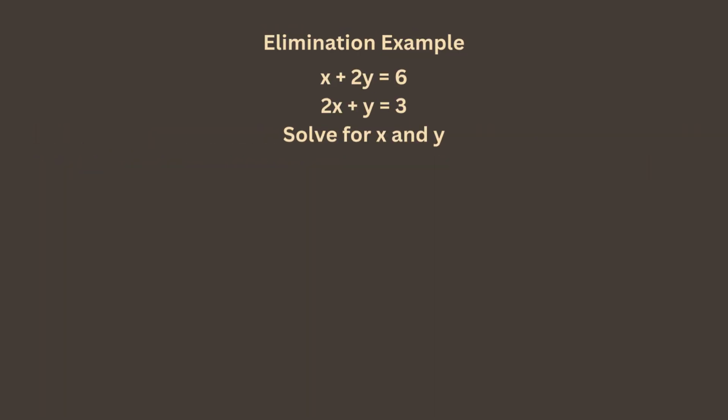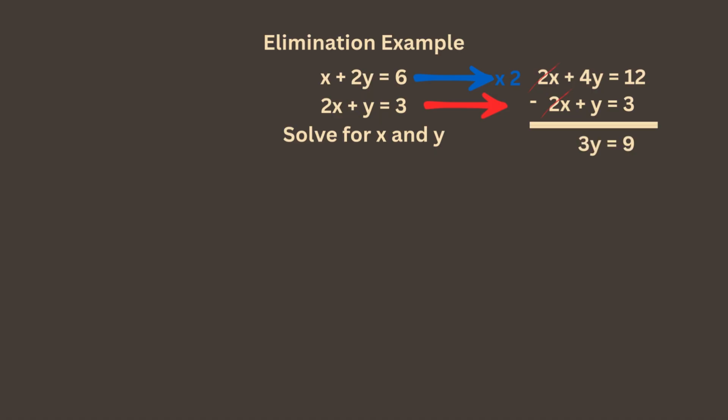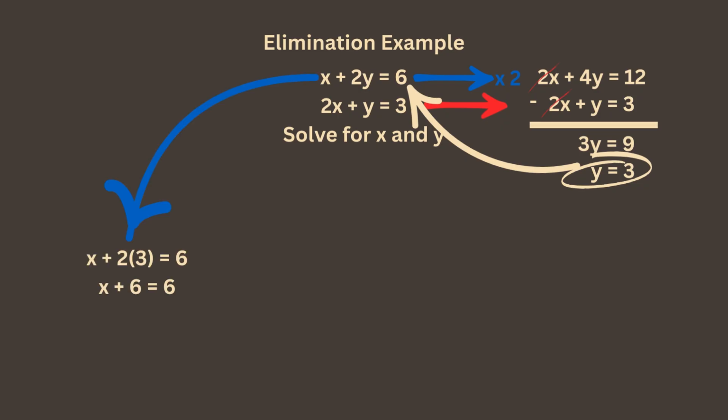So here's an example problem where the elimination method works great. We have x plus 2y is equal to 6, 2x plus y is equal to 3, and we want to solve for x and y. So first, let's multiply our first equation by 2 to get 2x plus 4y is equal to 12. Then, subtracting the second equation from the first, we get the x's to cancel out, and therefore 3y is equal to 9. Therefore, y is equal to 3. Plugging this into our first equation, we get x plus 6 equals 6, so x is equal to 0.